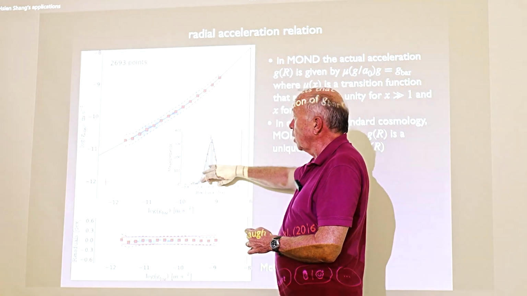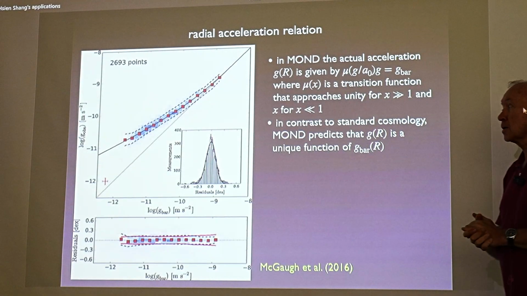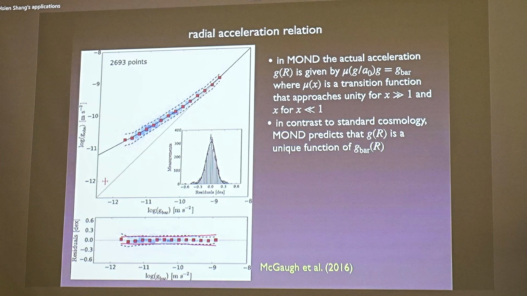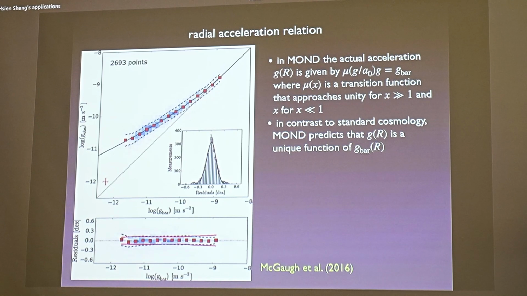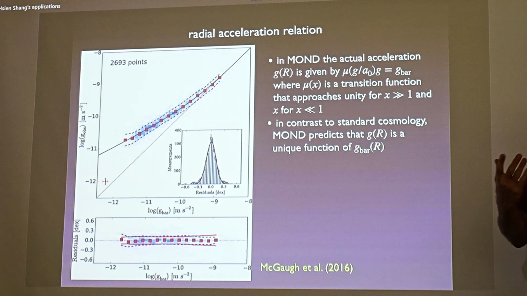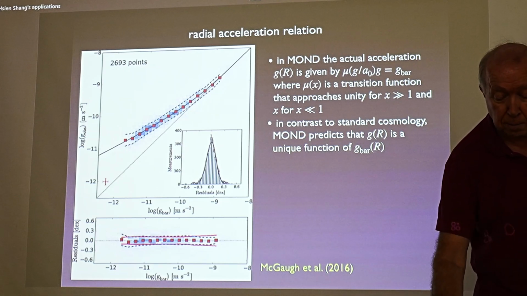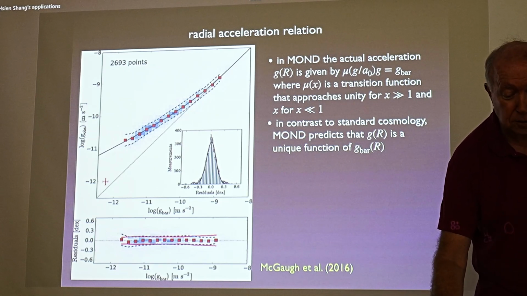The scatter away from the best fit relation is only about 0.15 dex, which is excellent by astronomical standards. And this is one of the classic pieces of evidence in favor of MOND. That is, it's making a prediction which is verified, which you can't make in dark matter cosmologies.